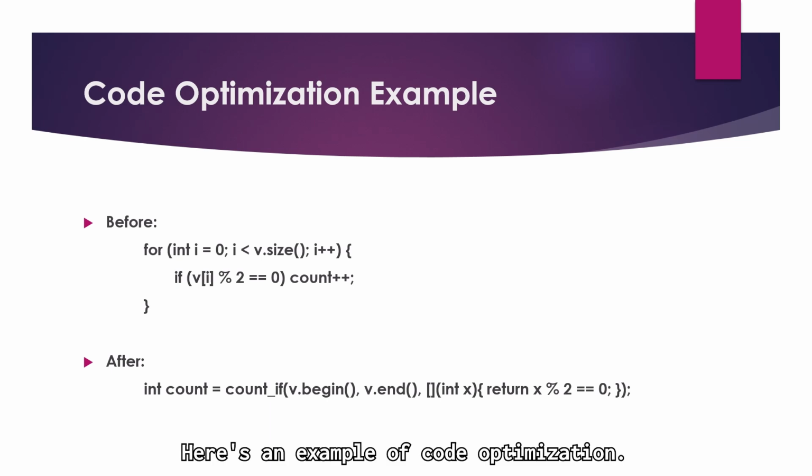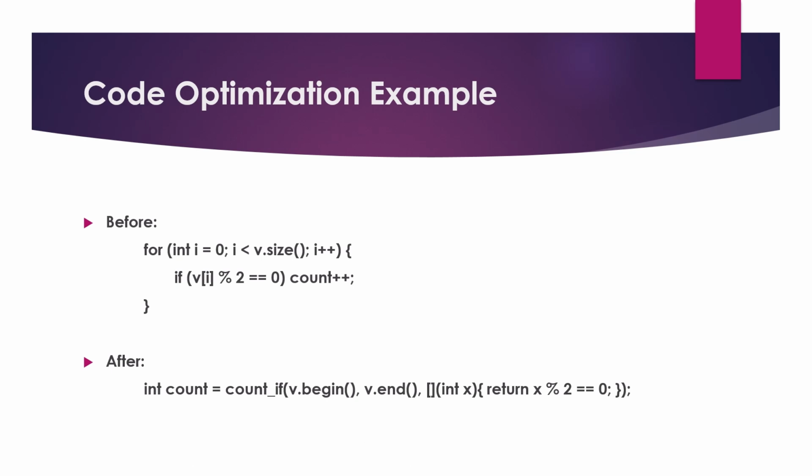Here's an example of code optimization. In the before code, we are manually iterating through the vector, checking if each element is even. This is fine for small datasets, but as the dataset grows, this approach becomes inefficient. In the optimized version, we use count_if, a powerful STL algorithm, to count the even numbers in a more efficient way. Not only does this reduce the complexity of our code, but it also takes advantage of the optimized internal implementation of count_if, making the operation faster and cleaner.